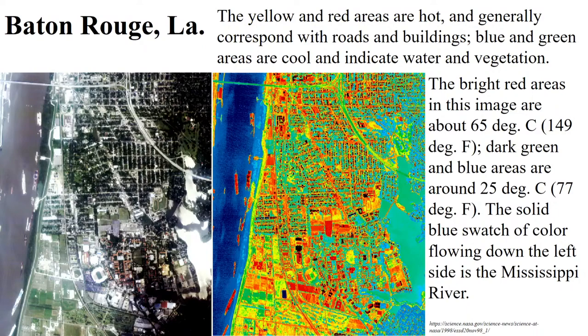The solid blue swatch of color flowing down the left side is the Mississippi River. So here you can see that for water and vegetation, the temperature is low or very low, and this is daytime imagery. And in the daytime imagery, approximately 65 degrees temperature is there from the urban area.